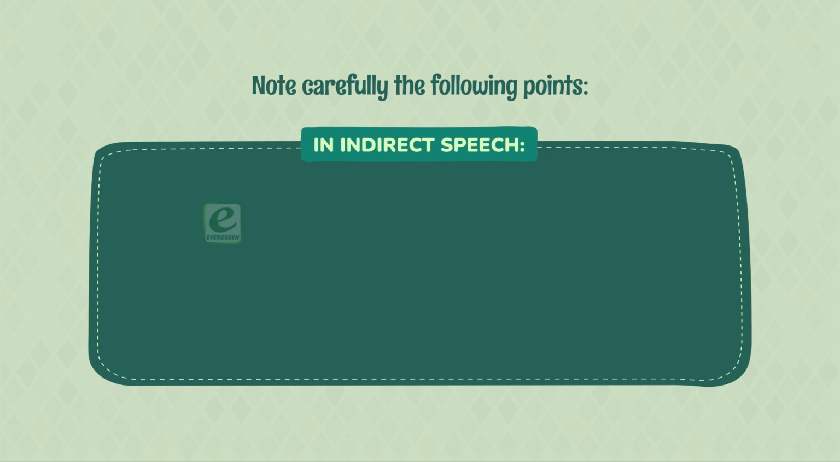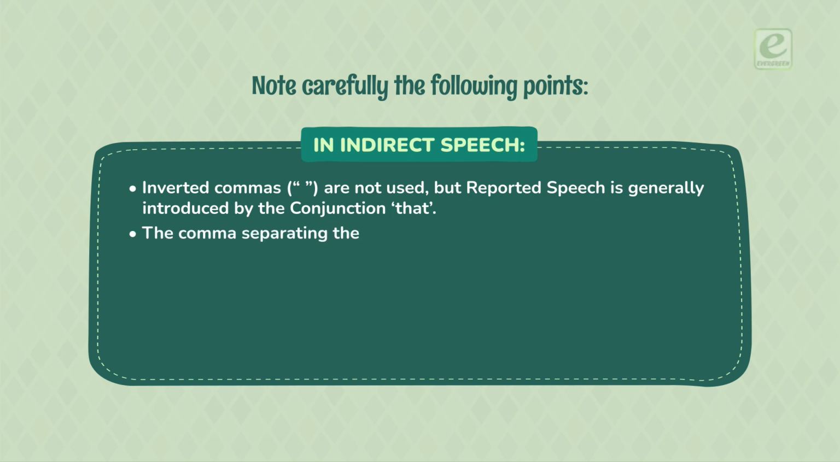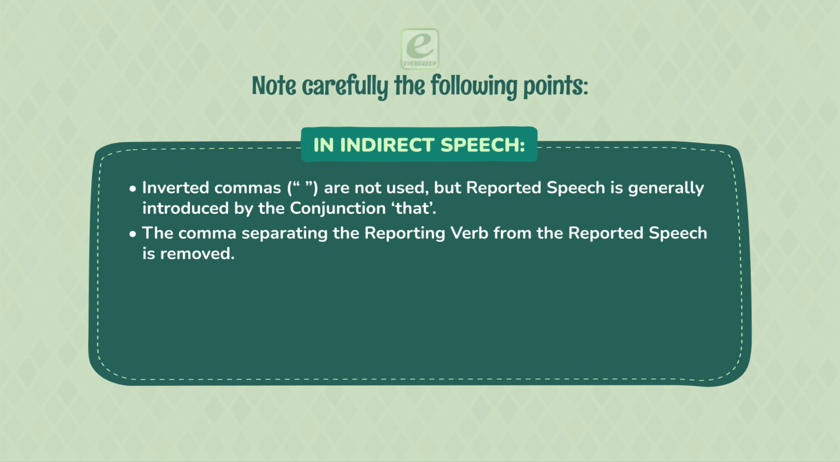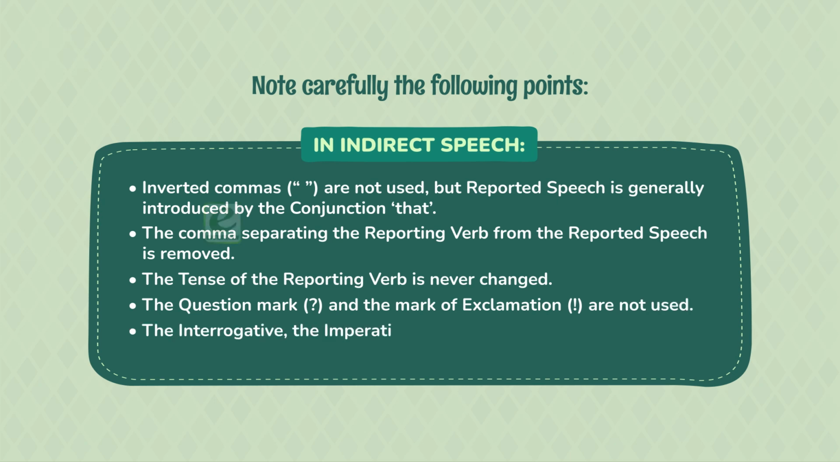In indirect speech, inverted commas are not used, but reported speech is generally introduced by the conjunction that. The comma separating the reporting verb from the reported speech is removed. The tense of the reporting verb is never changed. The question mark and the mark of exclamation are not used. The interrogative, the imperative, and the exclamatory sentences are put as statements.